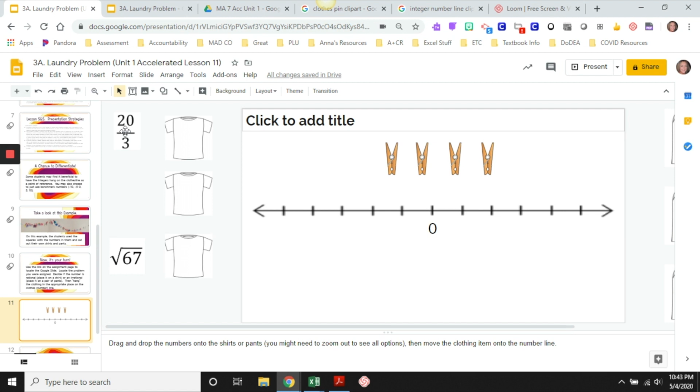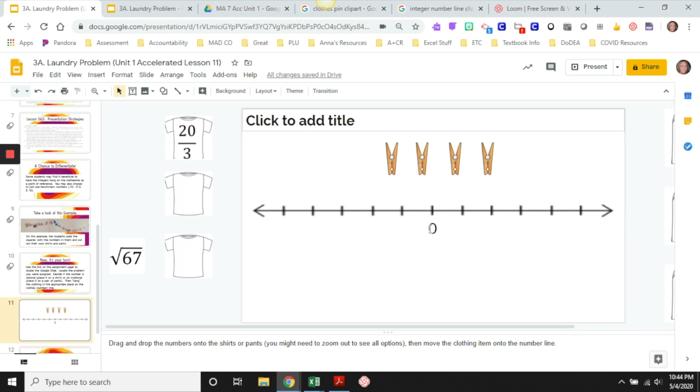20/3, I can take that, decide if that's rational or irrational. And for this example, I'm not going to give the answer away. So just because it's closer, I'm going to place it on a shirt. So this would indicate that this number was a rational number. Then I'm going to need to decide, where do I place that on my number line?